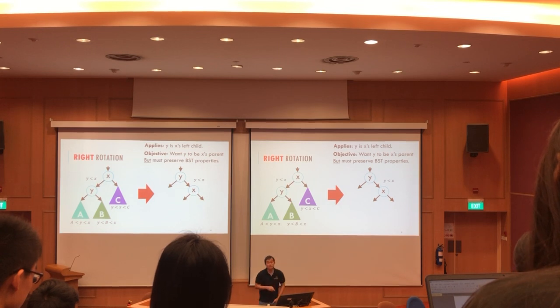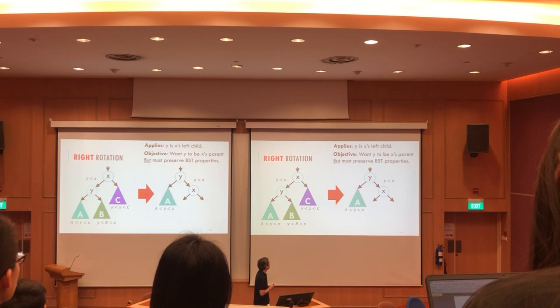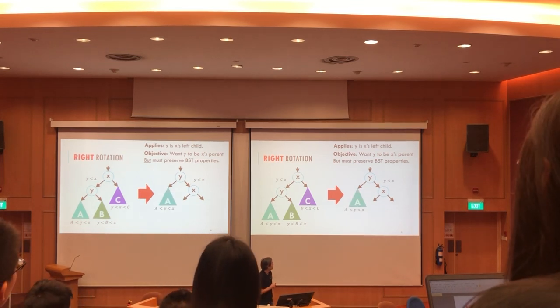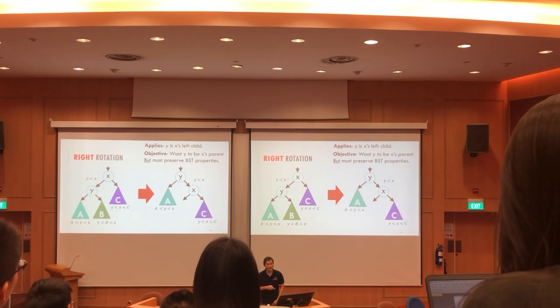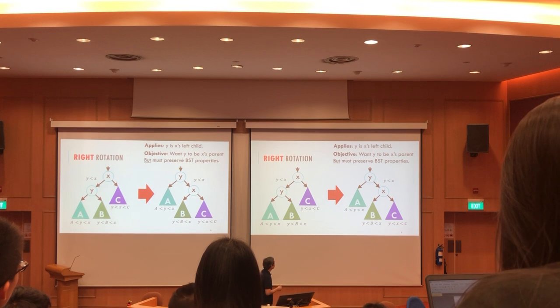Where can A go? Left, far left, right? That's the only place you can put it to make sure that the BST properties are correct. How about C? That only leaves one place for B, which is smack in the middle.